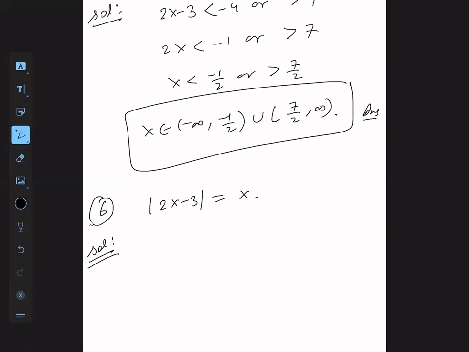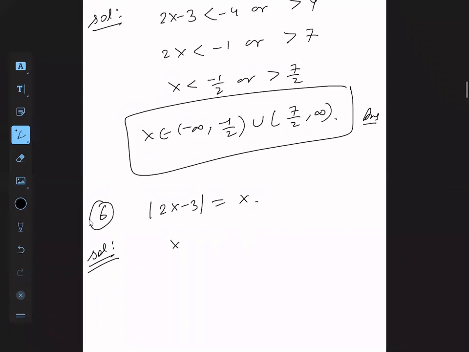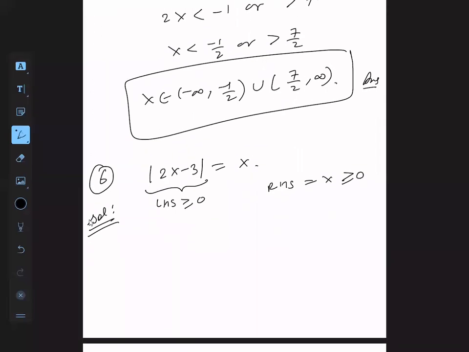Only difference is the right hand side is unknown, which may be positive or may be negative, but modulus of anything cannot be negative. So you have to write this condition, because this LHS cannot be negative. So the RHS value x cannot be negative. So x must always be greater than or equal to 0. Whatever comes out after solving, x must always be greater than or equal to 0.